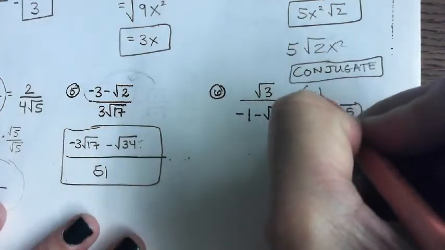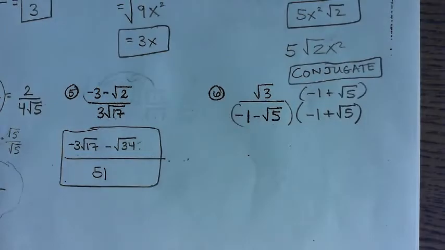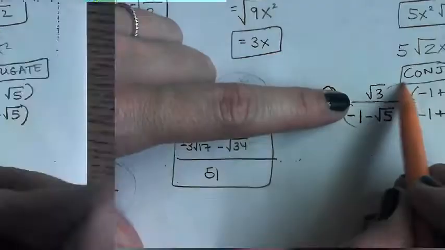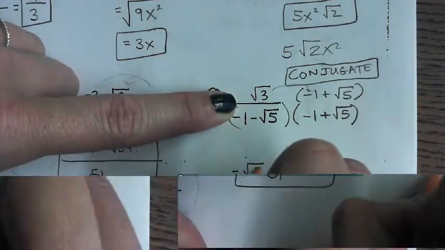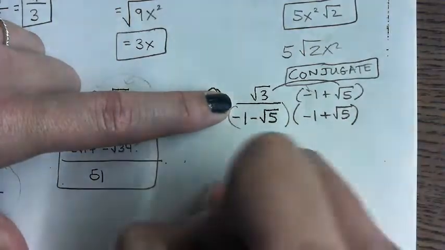And again, we're multiplying by 1, so we want to make sure we do that over itself. And in our denominator, we have quite the process we've got to go about here, right? We have to FOIL. In the numerator, we have to just flat out distribute. So when we get to the FOILing, you'll see why this conjugate situation helps get rid of the radical. But for now, let's focus on the numerator. Root 3 times negative 1 is negative root 3. Root 3 times root 5 is root 15. So there's your numerator.